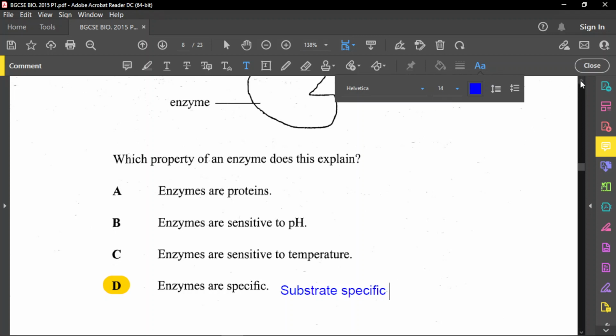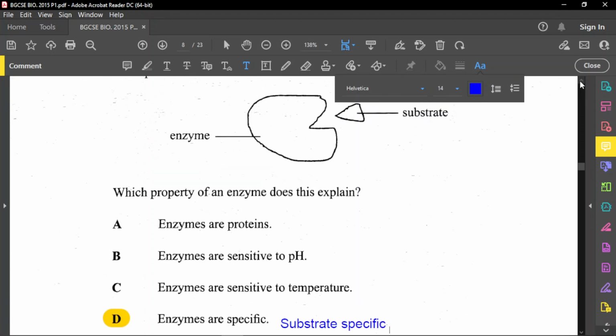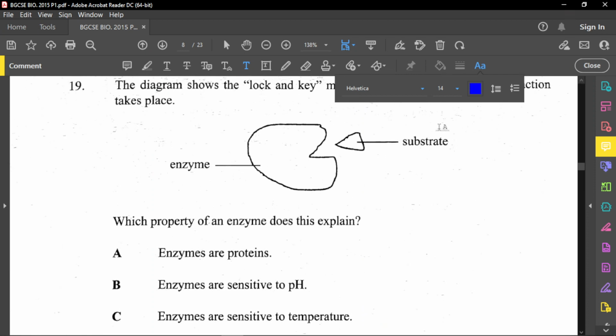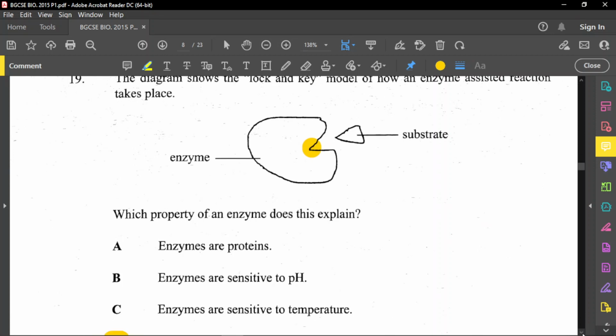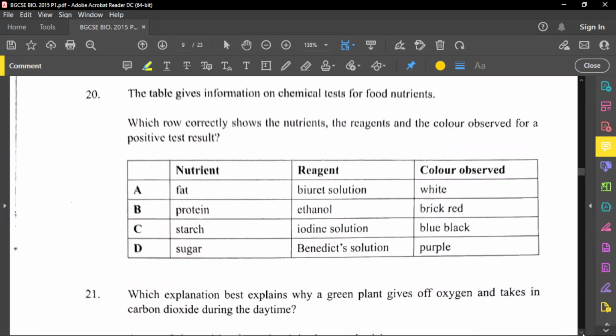As a matter of fact, when the enzyme and substrate come together, it's called an enzyme substrate complex. And this shape right here, the induced shape, is what we call the active site. So the active site is where the shape will be. Let us put a little highlight right here. This here is the active site. And again, when enzymes and substrate join together, it's called an enzyme substrate complex. All right, so let's go into our next question, question number 20.